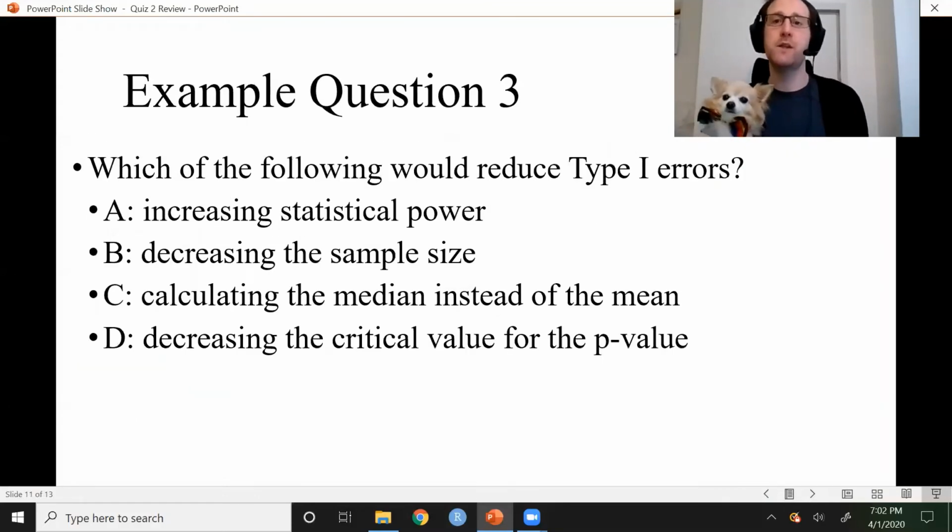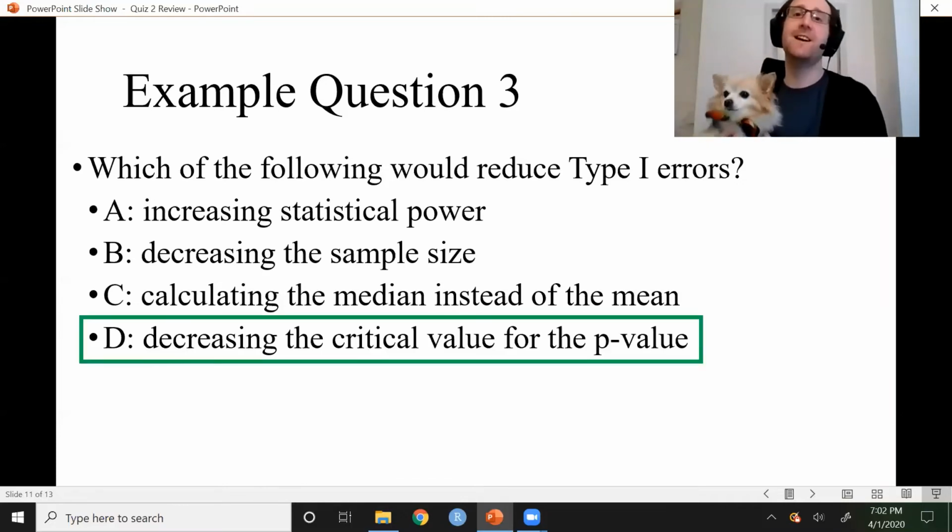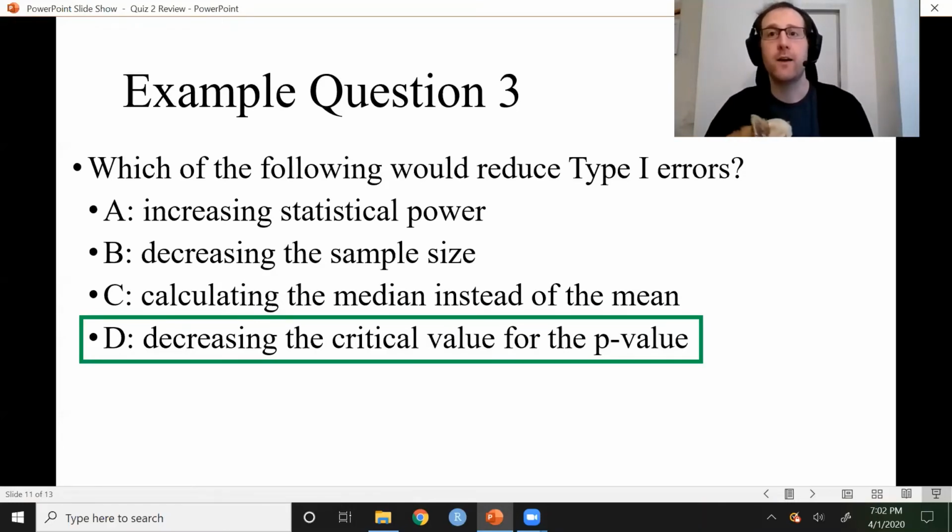All right, so question number 3, which of the following would reduce type 1 errors? Again, I'll give you a few seconds to try to give your best guess. All right, so you would reduce type 1 errors if you decrease the critical value for your p-value. The critical value is the cutoff point where you decide whether you're going to retain the null hypothesis or reject the null hypothesis. So if the p-value needs to be lower for you to reject the null hypothesis, that's going to reduce type 1 errors, because type 1 errors are when you reject the null hypothesis when you actually should have retained it and assumed that there isn't a difference. So in the population there really is no difference.